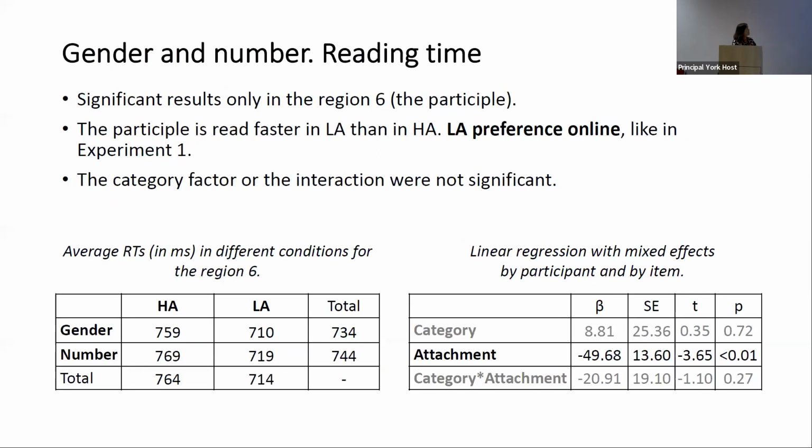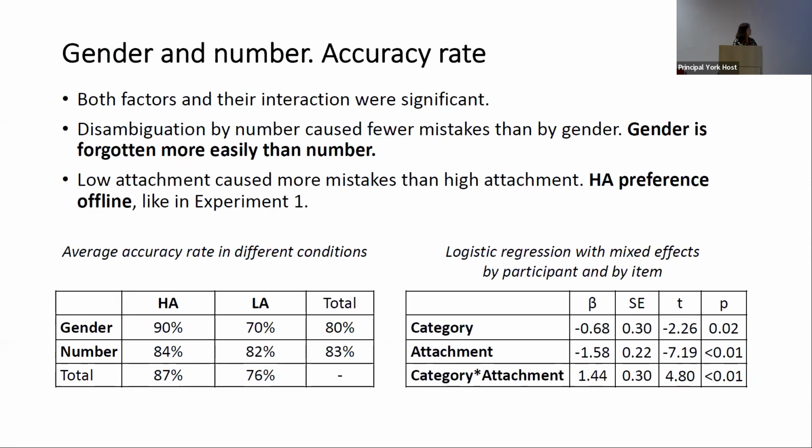Now the second experiment, so the reading times. There were significant results again only in region 6 on the participle, and the participle was again read faster in the low attachment conditions than in the high attachment conditions, which again shows that we have a low attachment preference online, and the category factor was not significant.